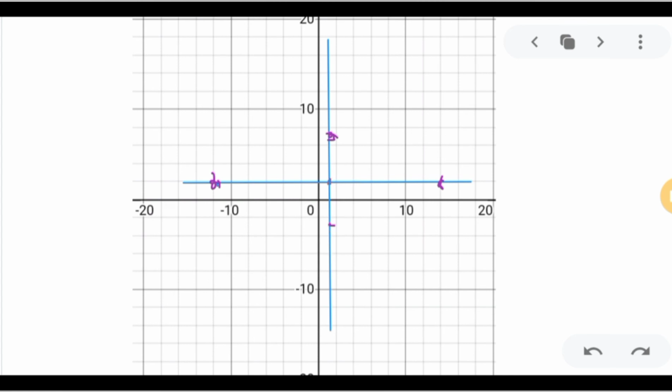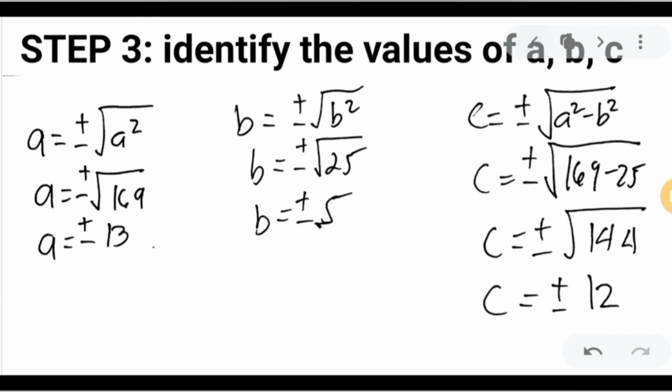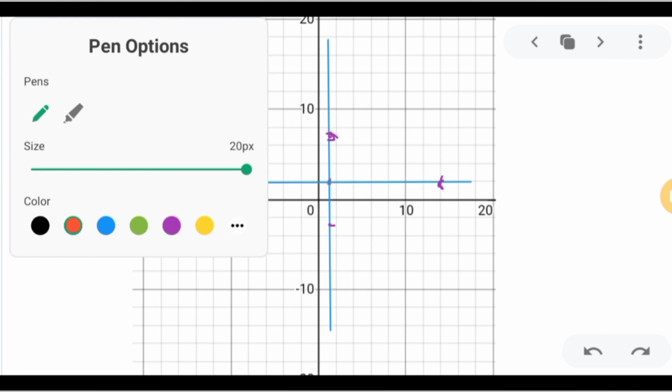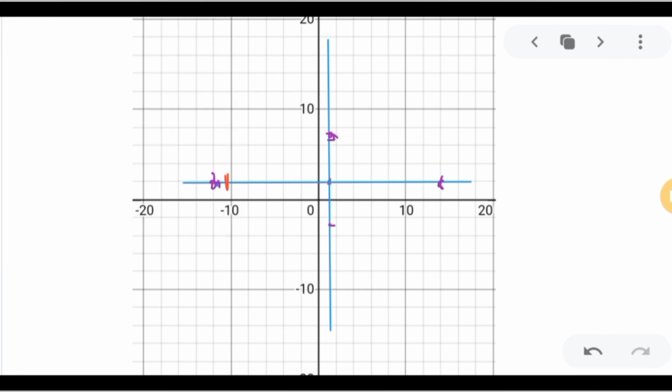And then, let us draw the foci. The foci always lies in the major axis along with the vertices. The value of your foci is 12. Since this is 13, therefore your foci will lie here. Let us use a red color. This is your foci here. Half of this. Yan. And then on the other side as well.